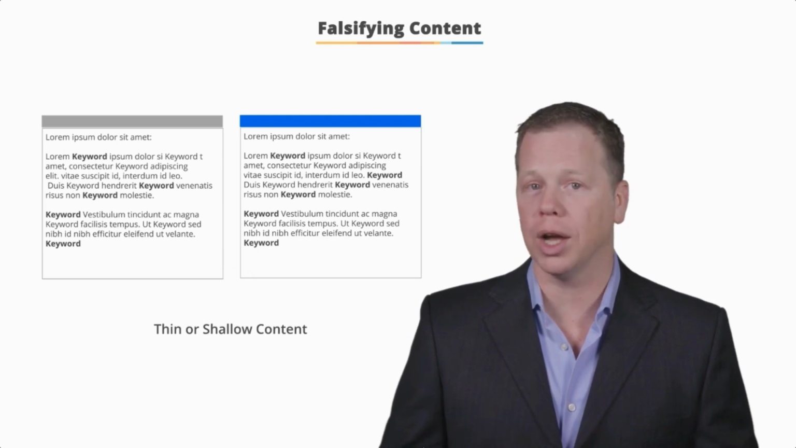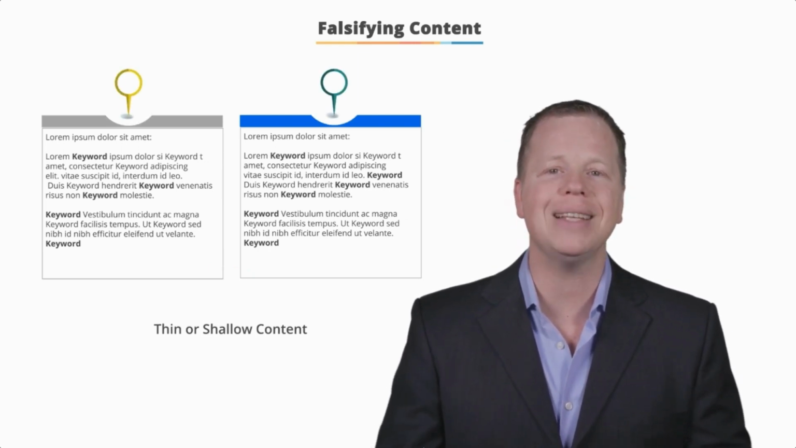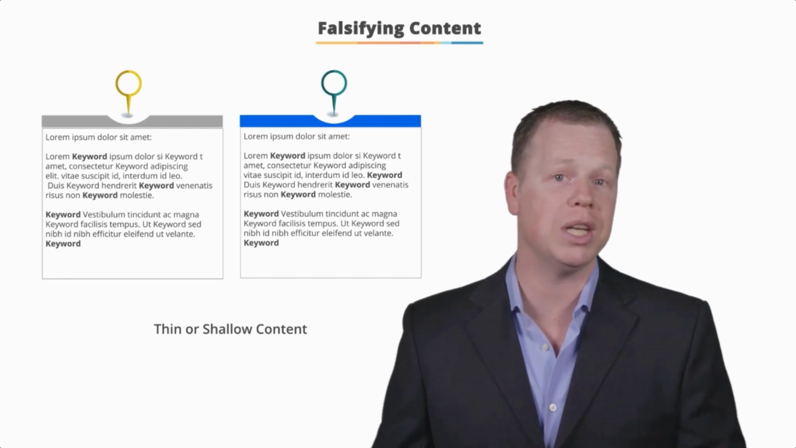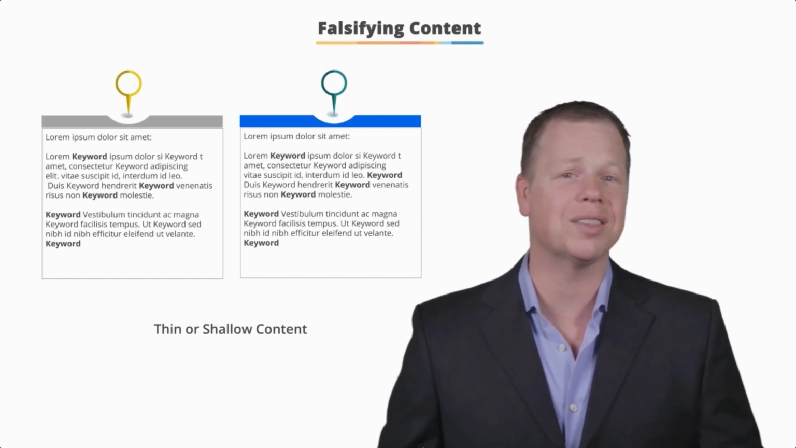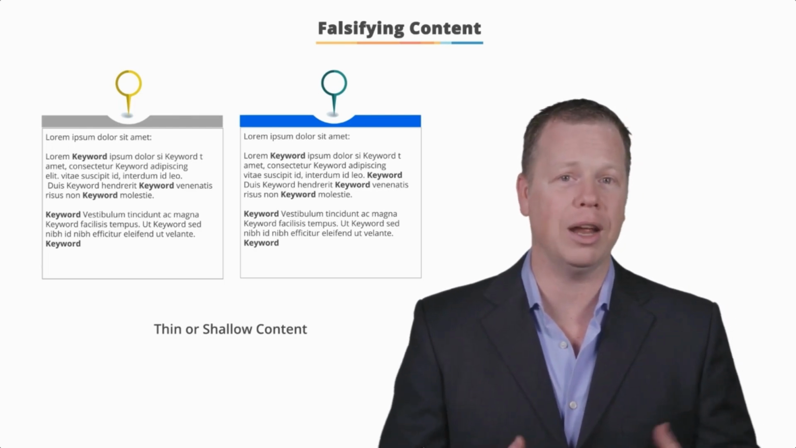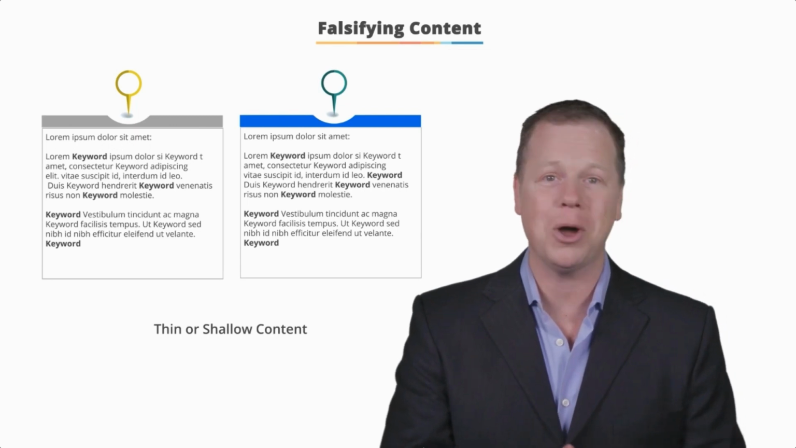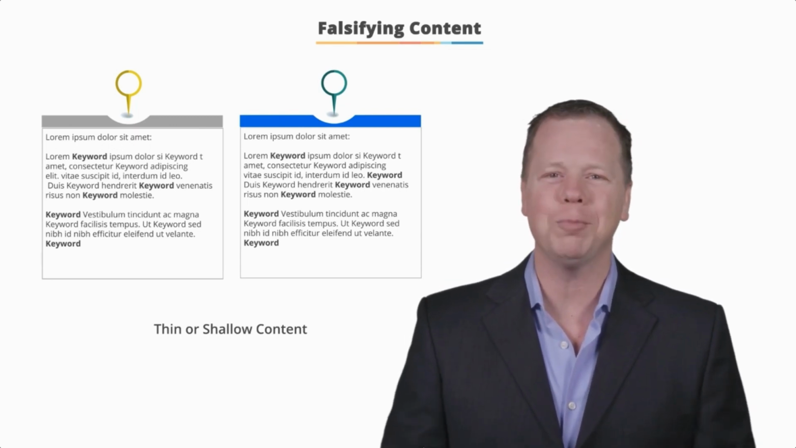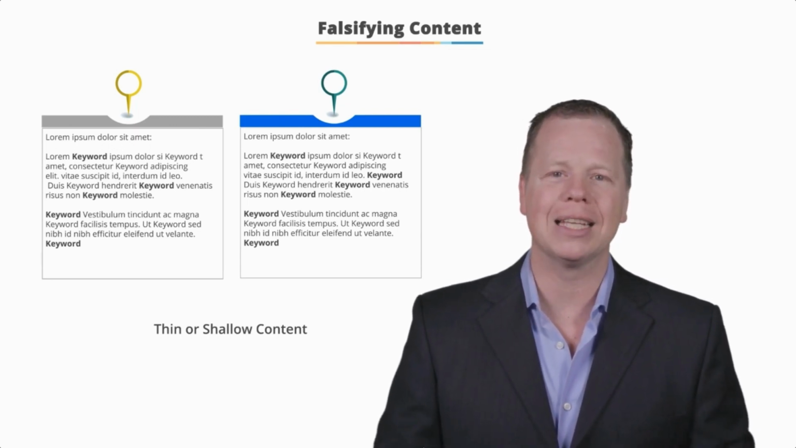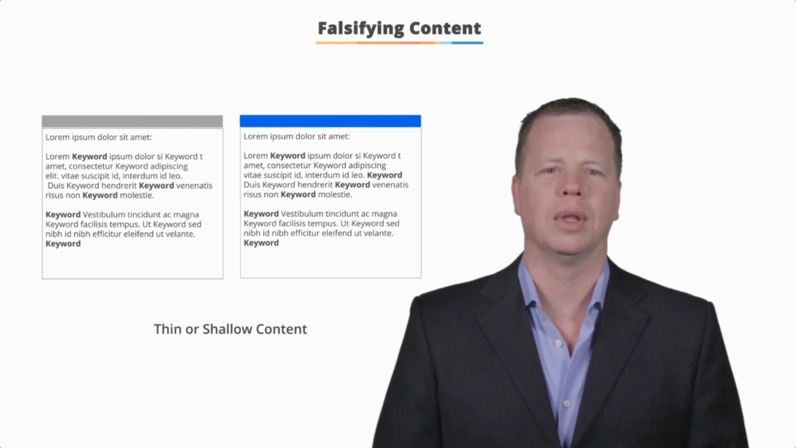Thin or shallow content that is repetitive. Now, an example of this are sites that attempt to rank for multiple cities or locations by using the same content but only changing the location or the city on every single page in the text, and then linking to every location on every page. Again, search engines don't like this. They consider it low-quality, thin content.